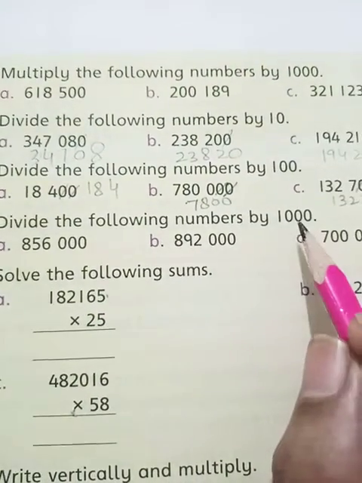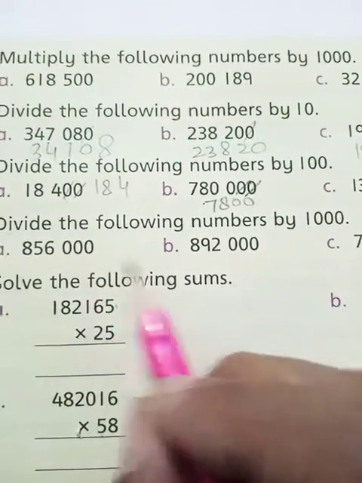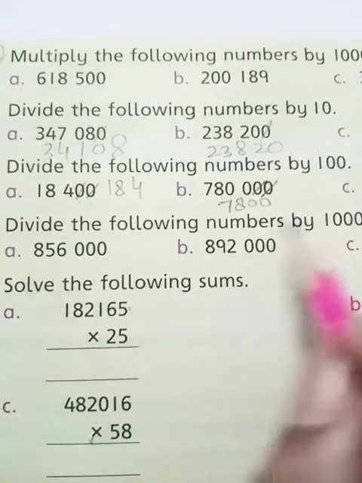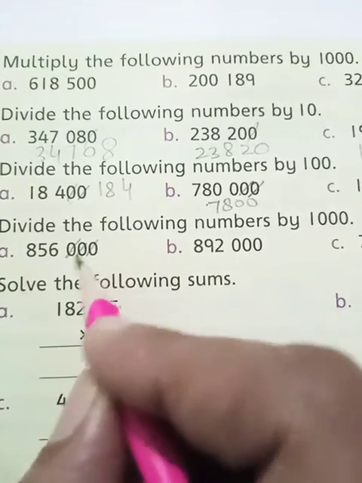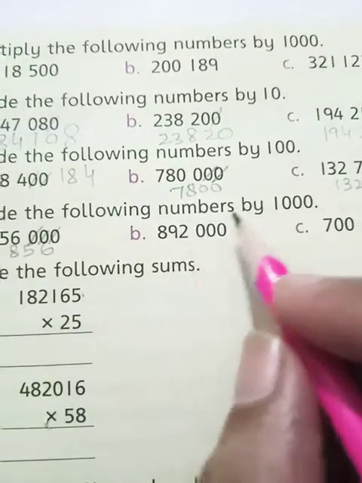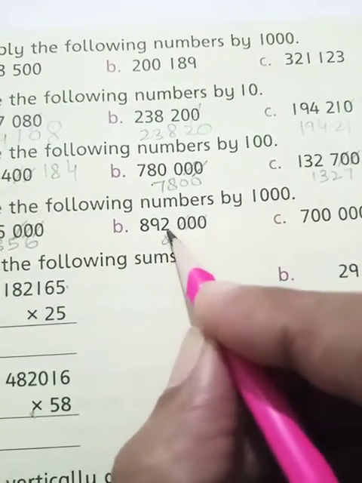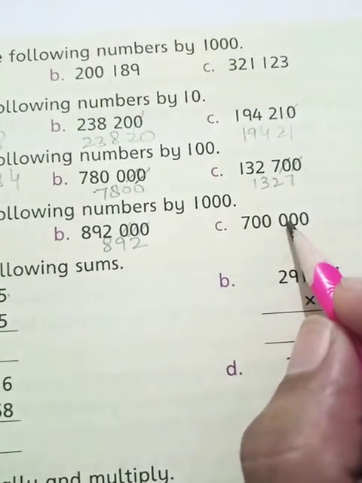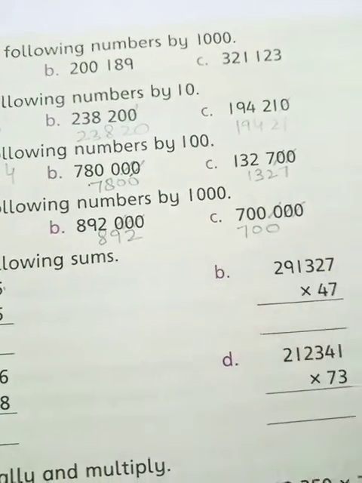Whenever we divide any numbers by 1000, how many zeros should be cut? 3 zeros will be removed from the number. So part A, 856000. If we divide it by 1000, 3 zeros are cut and the answer will be 856. Similarly, in part B, 892000, 3 zeros will be cancelled and the answer will be 892. In part C, 700000, 3 zeros will be cancelled and the answer will be 700.